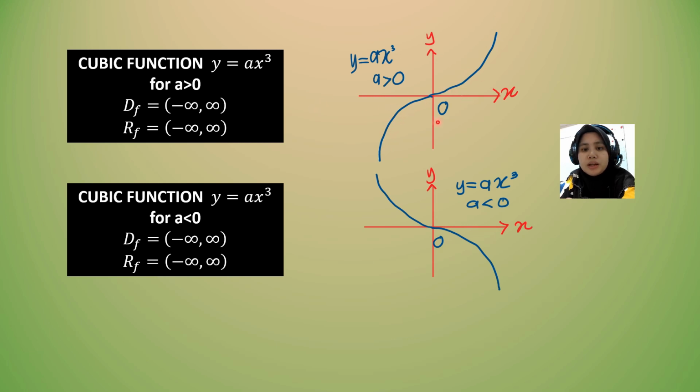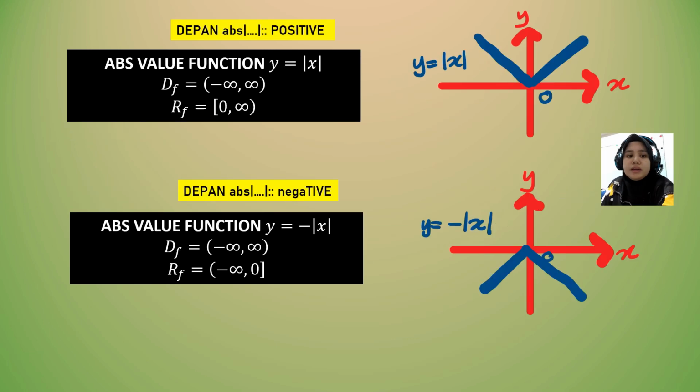So your domain to the left and to the right, negative infinity kepada infinity. You punya range pun negative infinity kepada infinity. Okay, tak ada syarat. Alright, so this one is the same for cubic. Okay, the other one is absolute value function.